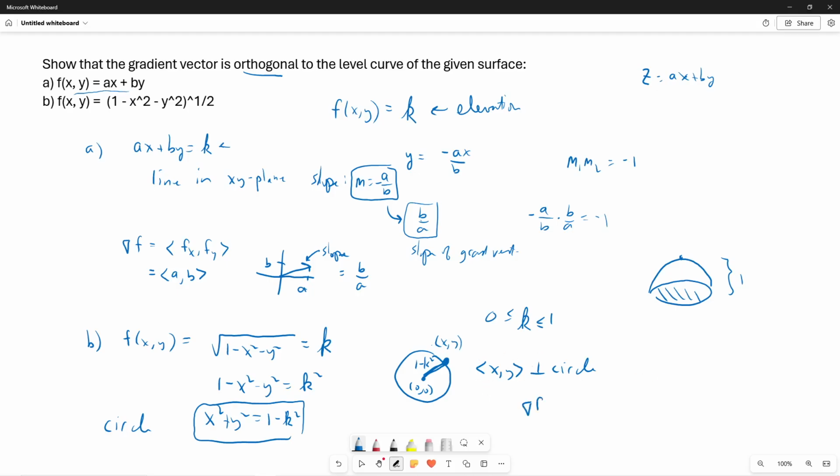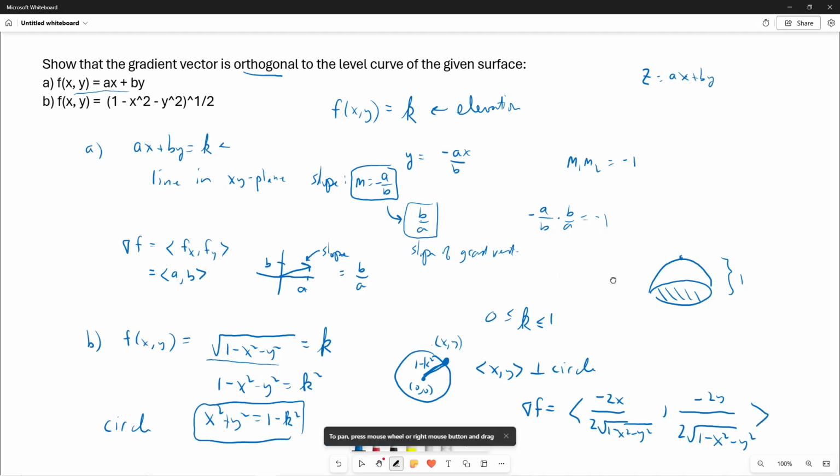So the gradient of f, let's take this for f here. The derivative of the square root is 1 over 2 times the square root. And we want the derivative with respect to x, so we also have to multiply by the derivative of the inside, which is negative 2x. And then the derivative with respect to y will also have the same denominator, 2 times the square root of 1 minus x squared minus y squared, and on the top, negative 2y.